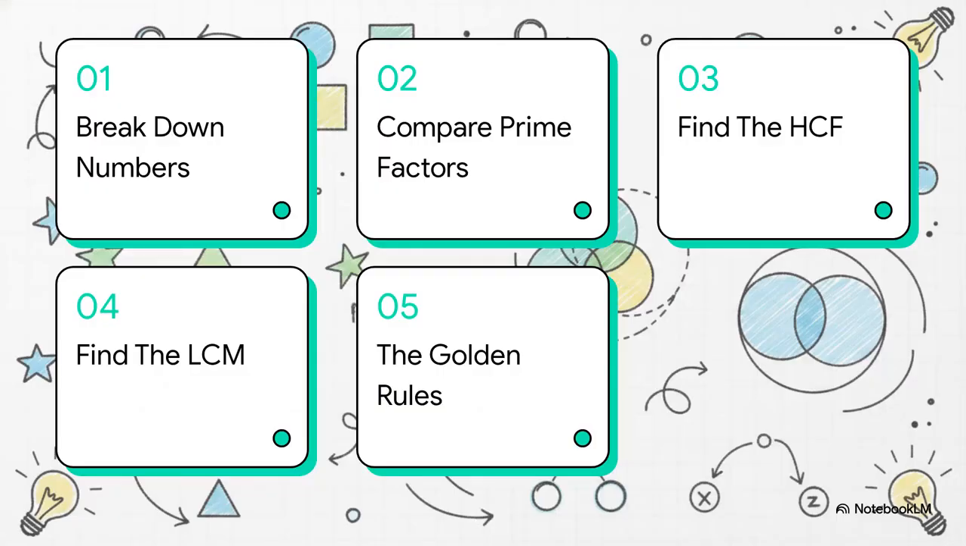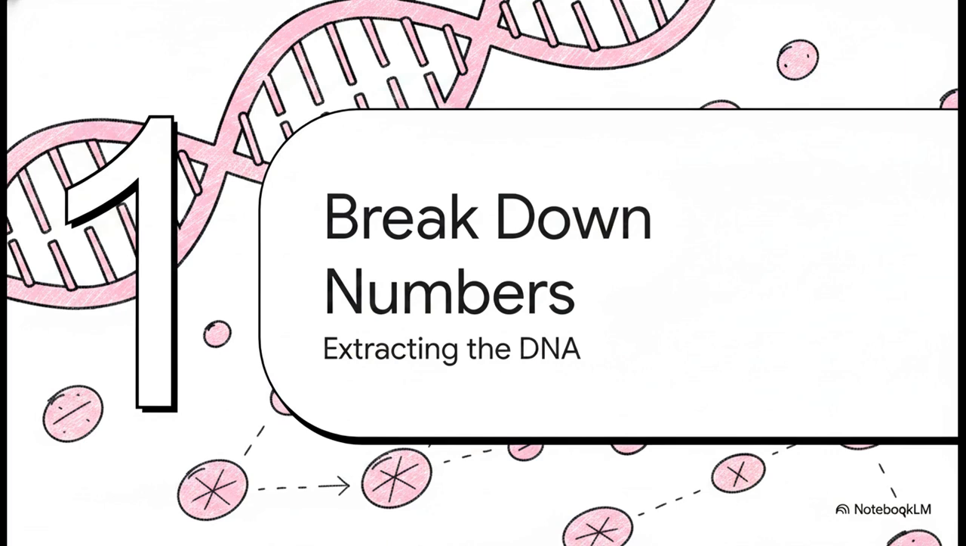Here is our roadmap for today. First, breaking down the numbers. Second, comparing the prime factors. Third, finding the HCF. Fourth, finding the LCM. And finally, number 5, the golden rules. Let's jump right in. Section 1, breaking down the numbers.